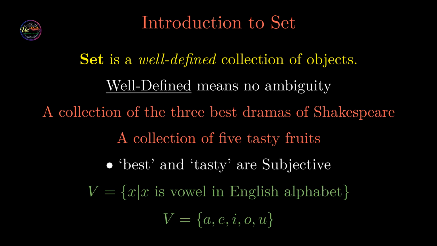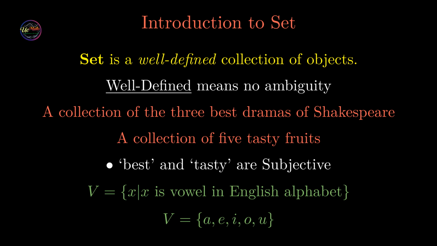Which collections are well-defined? For instance, a collection of the 3 best dramas of Shakespeare is not well-defined because the term best is subjective, although the number of elements in the collection is fixed at 3. The choice of dramas depends on an individual's opinion. Therefore, different people may select different dramas, and the collection may vary from one person to another.